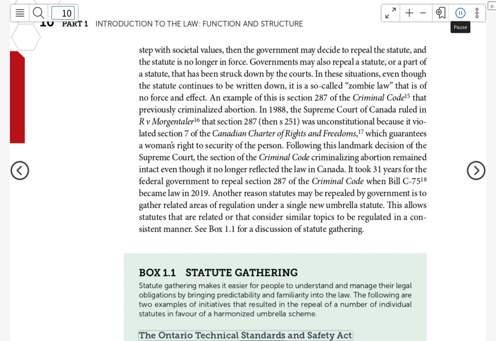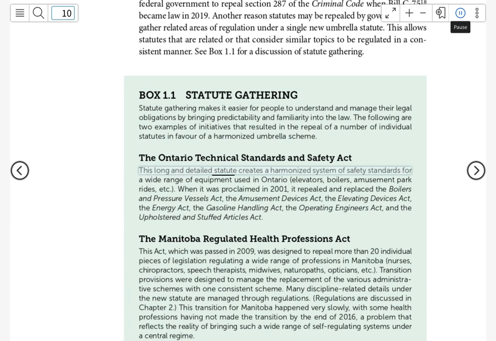The Ontario Technical Standards and Safety Act. This long and detailed statute creates a harmonized system of safety standards for a wide range of equipment used in Ontario: elevators, boilers, amusement park rides, etc. When it was proclaimed in 2001, it repealed and replaced the Boilers and Pressure Vessels Act, the Amusement Devices Act, the Elevating Devices Act, the Energy Act, the Gasoline Handling Act, the Operating Engineers Act, and the Upholstered and Stuffed Articles Act.